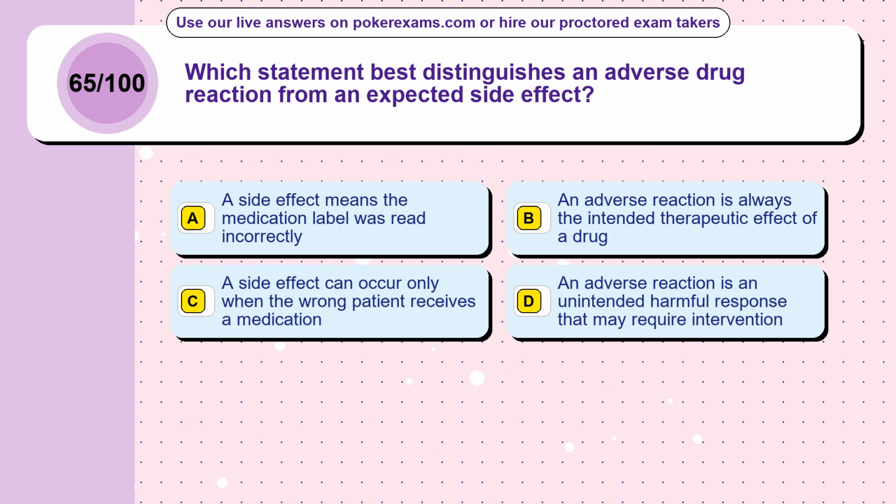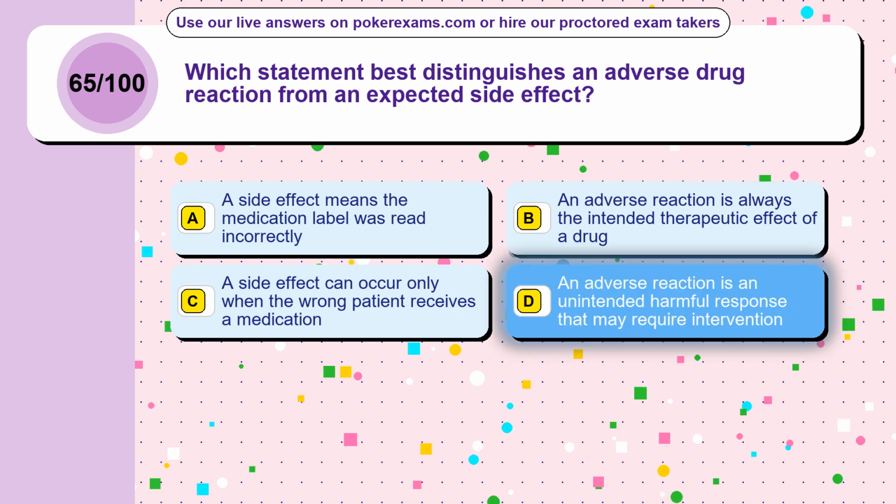Question 65. Which statement best distinguishes an adverse drug reaction from an expected side effect? Option A. A side effect means the medication label was read incorrectly. Option B. An adverse reaction is always the intended therapeutic effect of a drug. Option C. A side effect can occur only when the wrong patient receives a medication. Option D. An adverse reaction is an unintended harmful response that may require intervention. The correct answer is option D.